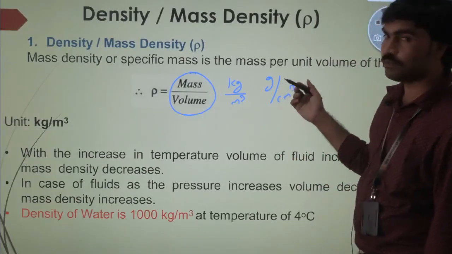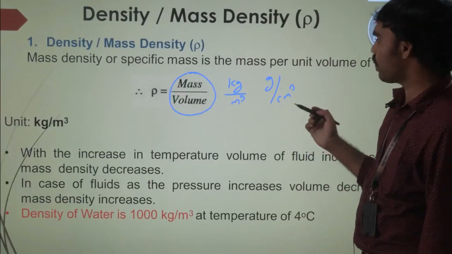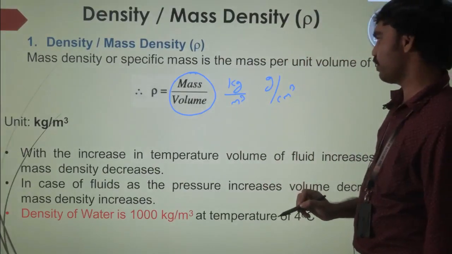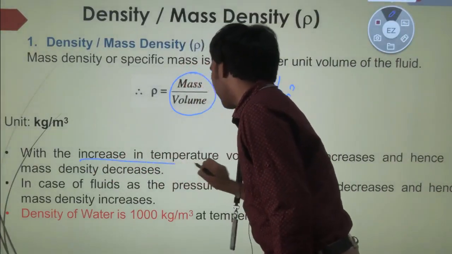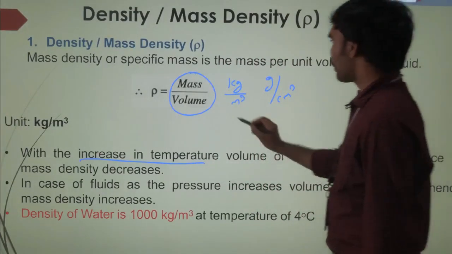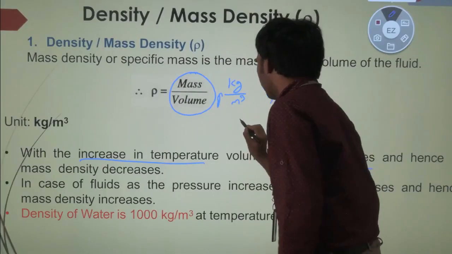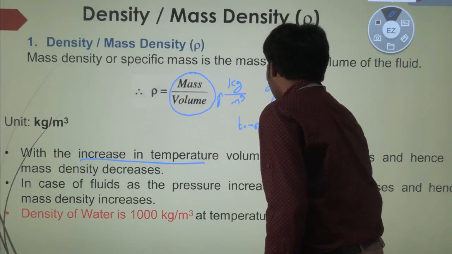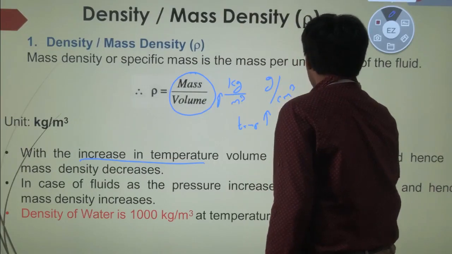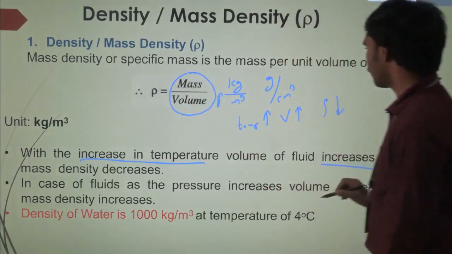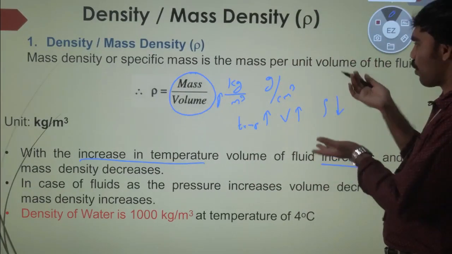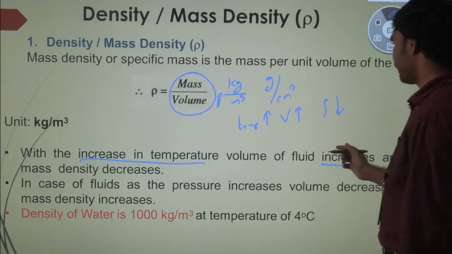So the density is the mass occupied by the fluid per unit volume. It depends upon the temperature and pressure. With an increase of temperature, the volume of the fluid increases. So that's why density decreases. Density is inversely proportional to volume. If the volume decreases, density will increase. If the volume increases, the density will decrease.